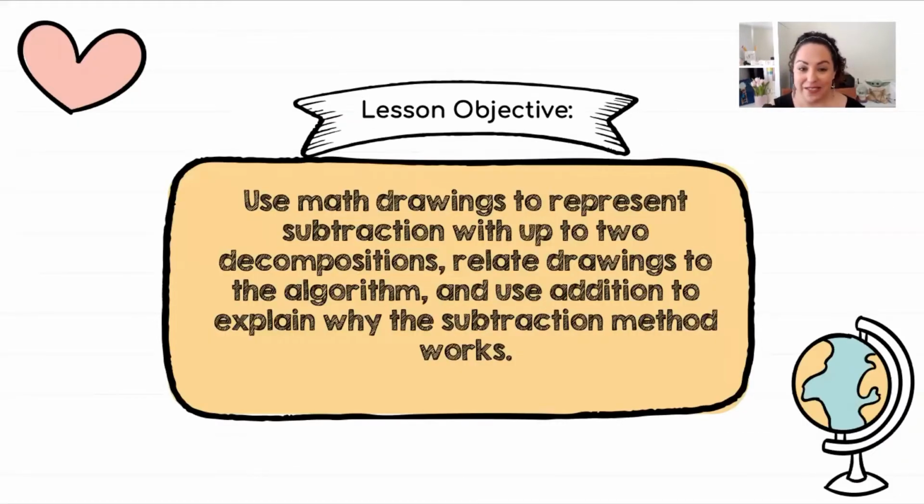Our objective today is we're going to use math drawings to represent subtraction with up to 2 decompositions, and we're going to relate those drawings to the algorithm and use addition to explain why the subtraction method works. So what that means is we're going to be subtracting, and we might have to unbundle 1 or 2 times. We're going to be using place value chips, and we are also going to be checking our answers with addition, kind of like what we did for our last lesson. So let's go ahead and get started.